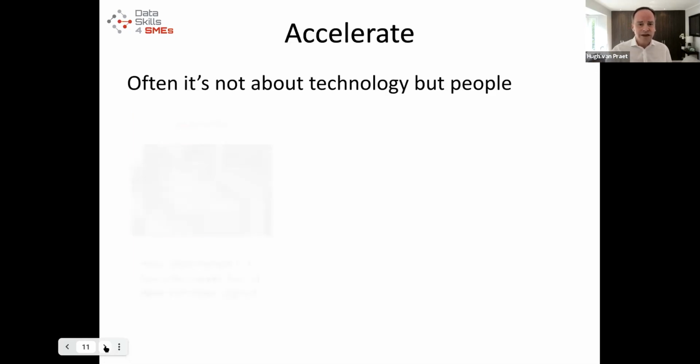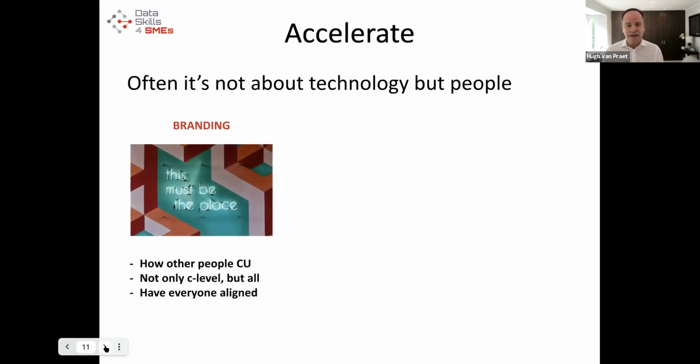So in the accelerating part is the branding, and I think in online sales, and offline sales, there's nothing more important than branding, because branding is how people see you and experience you. It's the ability for yourself to show your authenticity in person, online and offline. I think it's really crucial.